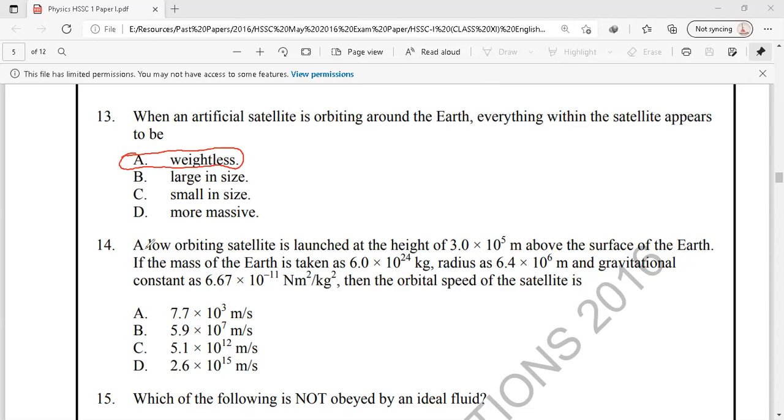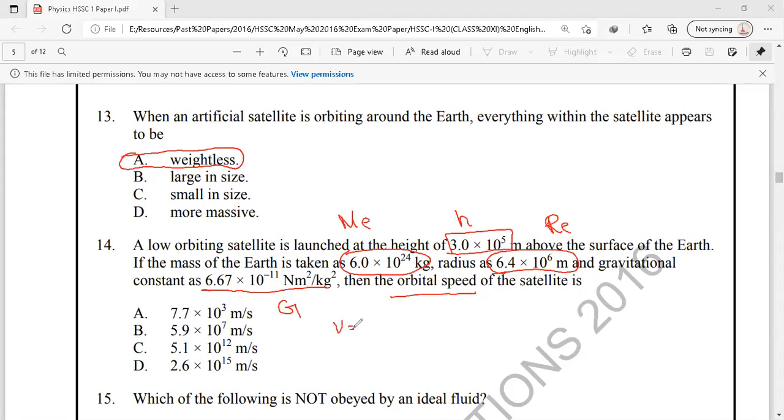Then we have question number 14. A low orbiting satellite is launched at a height of 3 exponent 5 meters. So we have our height, that is 3 exponent 5, above the surface of the earth. The mass of the earth is 6 exponent 24, so we have Me, the mass of earth, and we have the radius of the earth, 6.4 exponent 6. And we have the gravitational constant capital G, 6.67 exponent minus 11 Nm square per kg square. Then we have to find the orbital speed of the satellite.